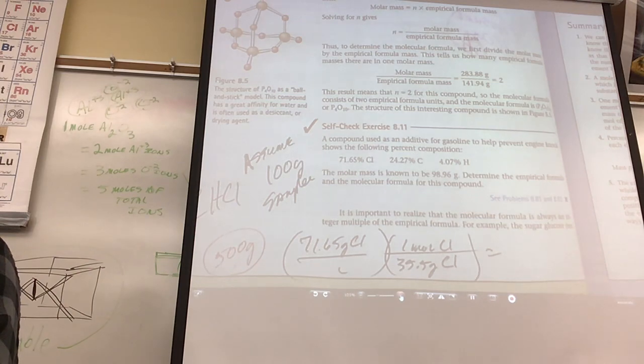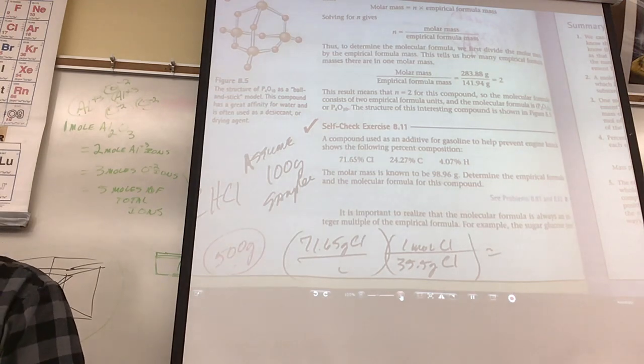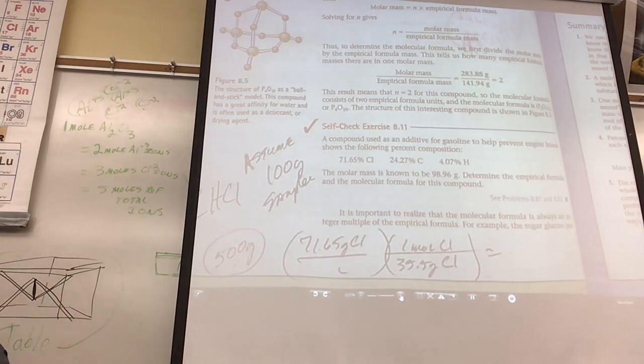All right, we're on self-check exercise 8.11, and let's go ahead and do that. What's the 98.96? Okay, I'm going to walk around the room and you can ask me. What's it say? This is the one with the molar mass for water. What's molar mass? It's units.